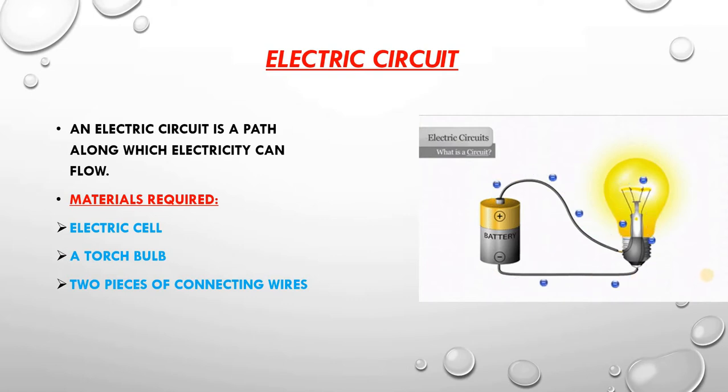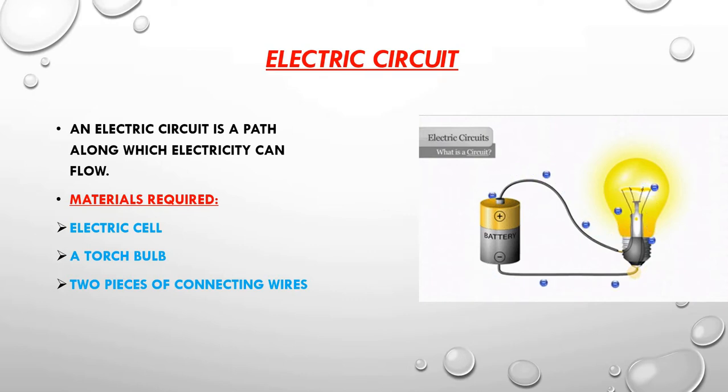Connect the torch bulb to the positive and negative terminals of the cell by using the two pieces of wire. How? Here you see one end of the wire is connected to the positive terminal, that is a metal cap. Here you see this is the metal cap, positive terminal, whereas the other end of the wire is connected to the metal tip. Okay, one to the metal cap, that is the positive terminal, and another to the metal tip, that is the negative terminal of the bulb.